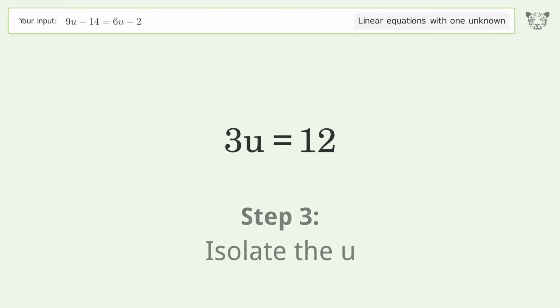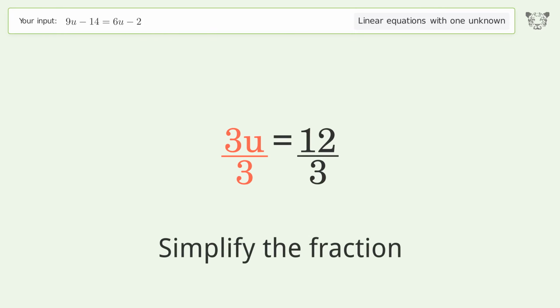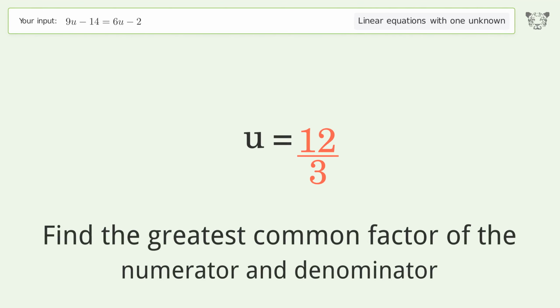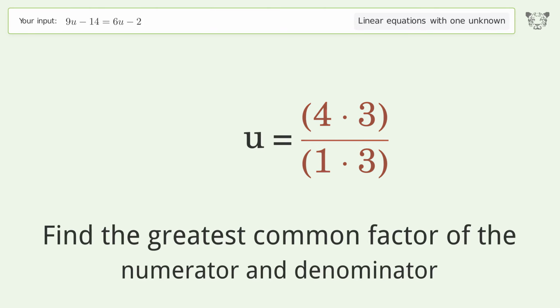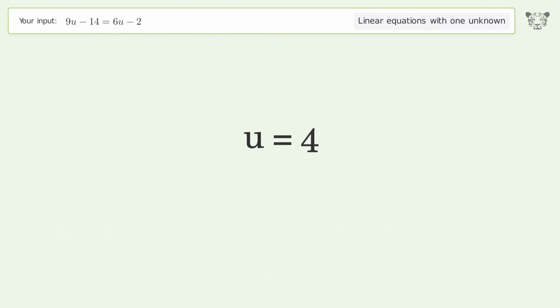Isolate the u. Divide both sides by 3. Simplify the fraction. Find the greatest common factor of the numerator and denominator. Factor out and cancel the greatest common factor. And so the final result is u equals 4.